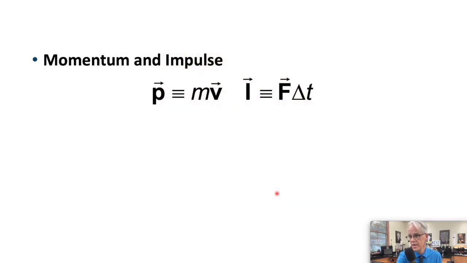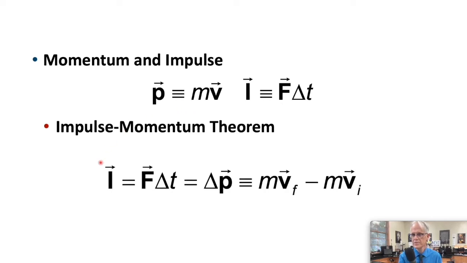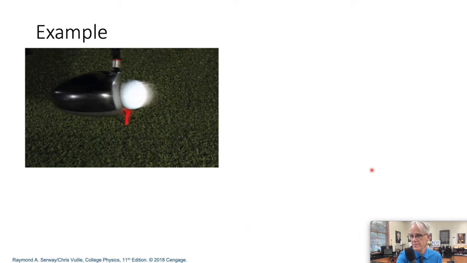Now let's take a look at the mathematical relationship between momentum and impulse, and in particular, the change in momentum. Call this the impulse momentum theorem. So our impulse is force times time, which is our change in momentum, which means that that's our mass times the final velocity minus mass times the initial velocity. Let's try this out now.